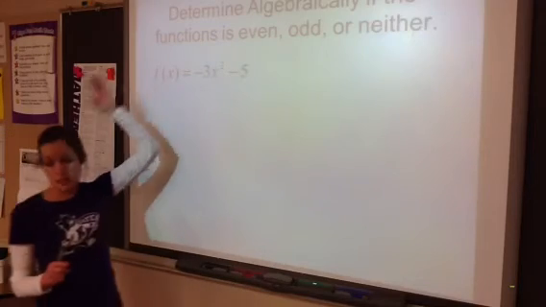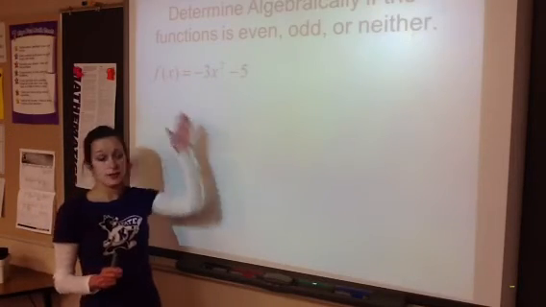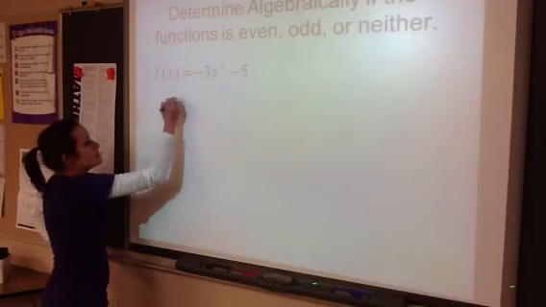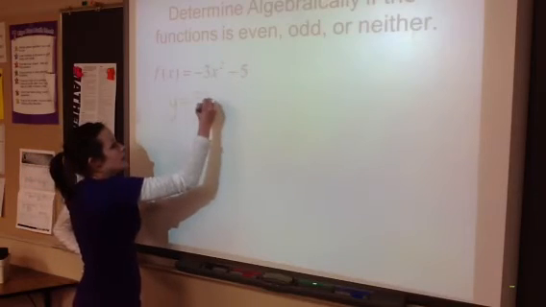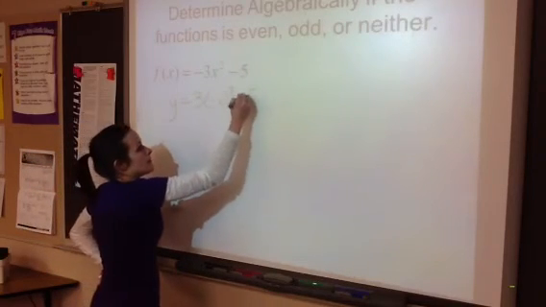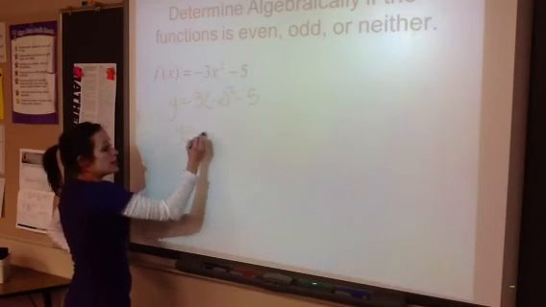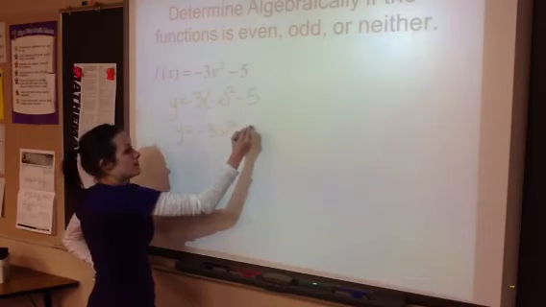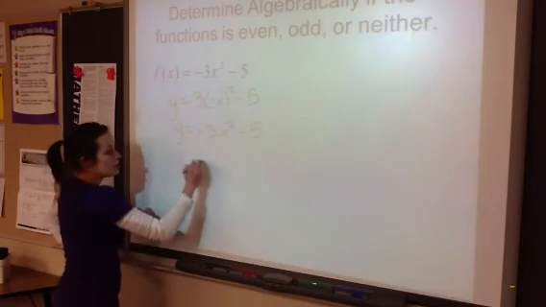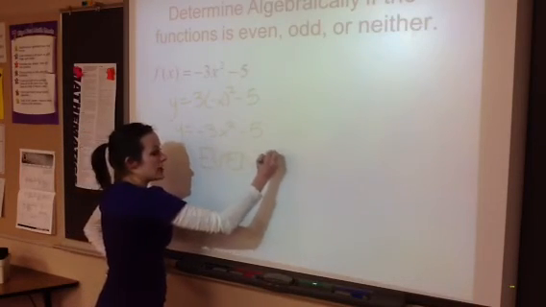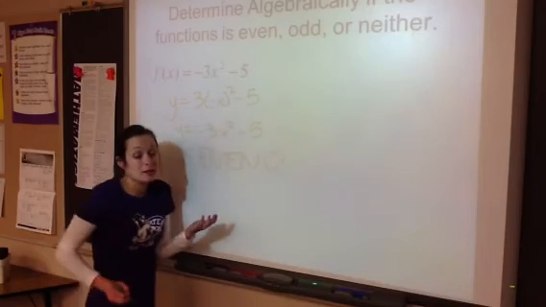See if you can test this one on your own for even, odd, or neither. So for even, we put in negative x. You get y equals negative x squared becomes positive x. We still have that negative on the 3. And that is the same, so it is even. Do you have to test for the others? If you want to make sure you did it right, sure.